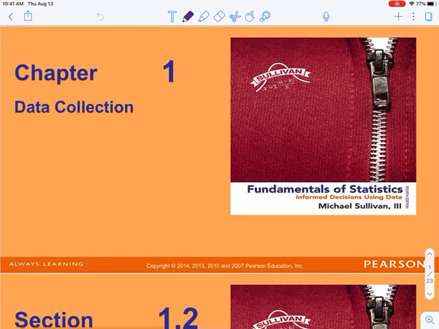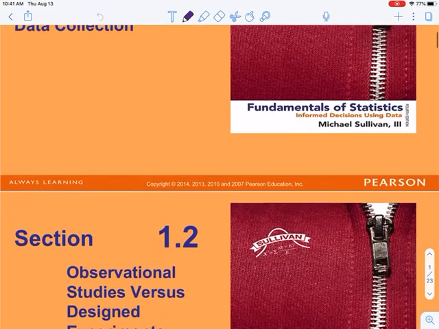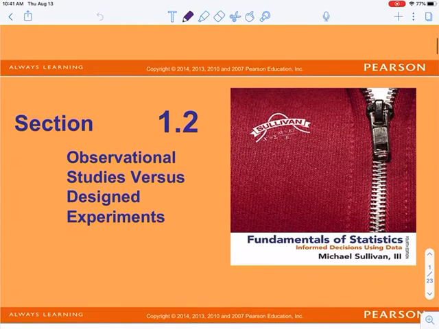Okay, so for section 1-2, we are going to talk about observational studies versus designed experiments.